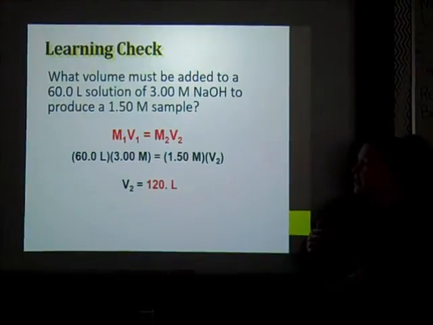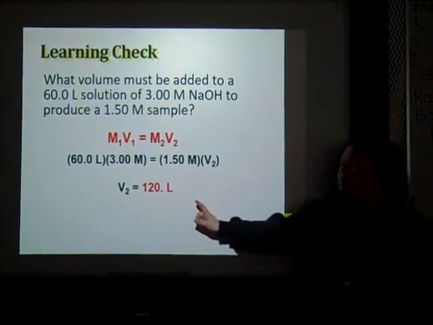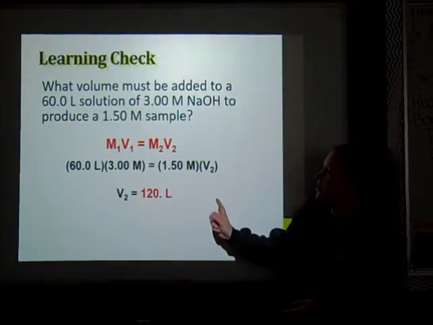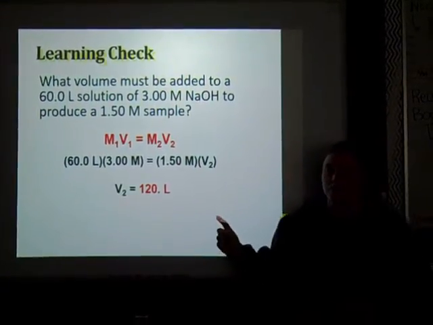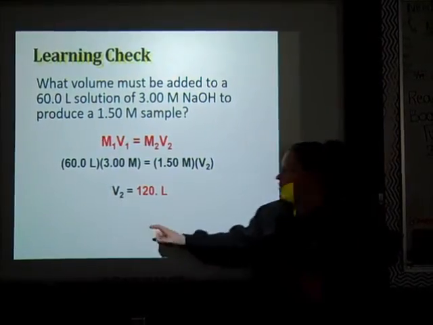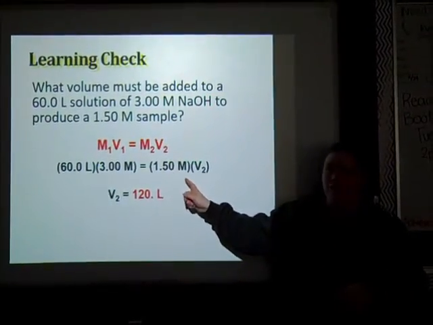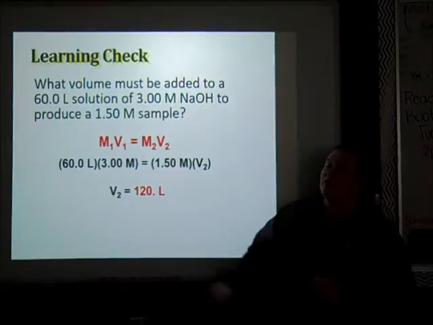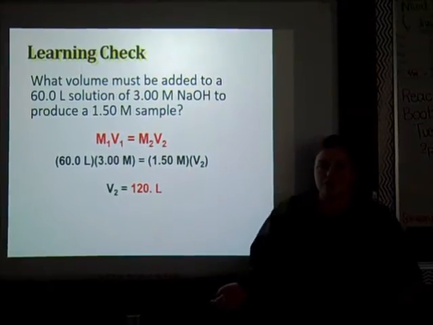Alright, so when you plug in everything that you get from the problem, we can figure out volume too. We know that our initial molarity is 3.00 molar and our initial volume is 60 liters. And we know that our final molarity is 1.5 molar. So then we know we want a final volume of 120 liters.